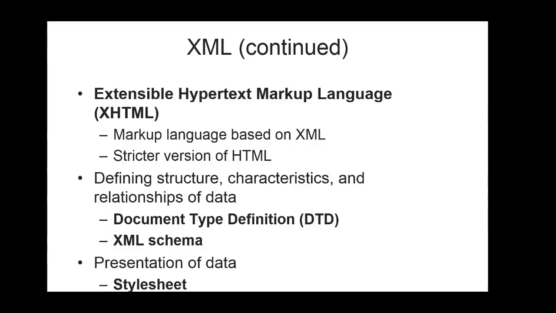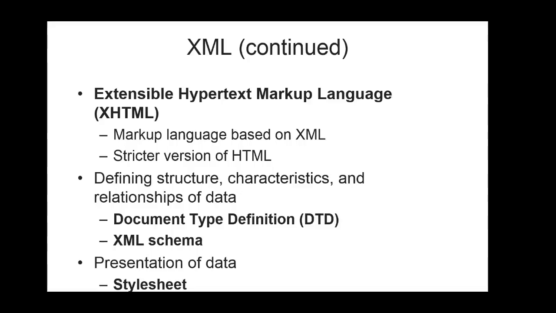We have also something called XHTML, or Extensible Hypertext Markup Language. It is a markup language based on XML. It's also a stricter version of HTML. Web browsers continue to support HTML and have been slow to adopt the XHTML specification. However, as more companies use XML, more XHTML-based web pages will be created and used on the internet.